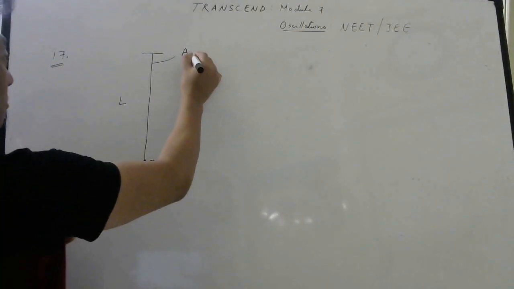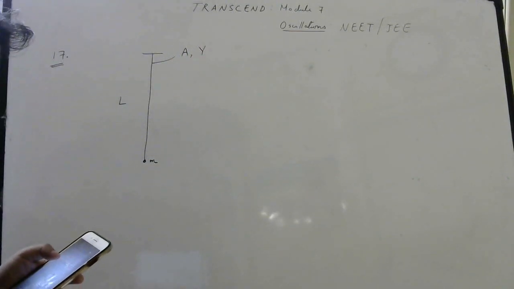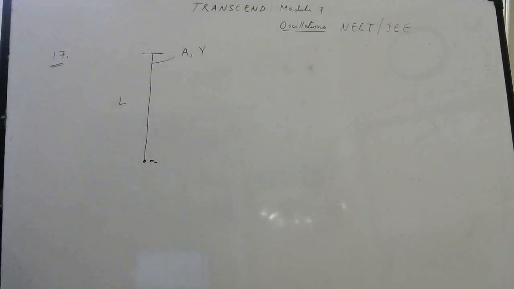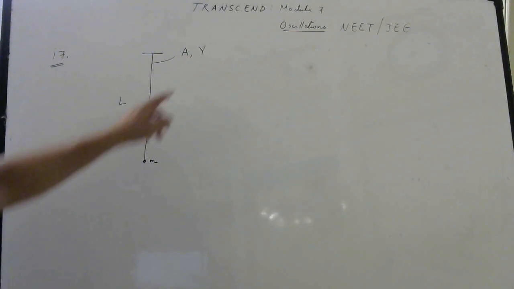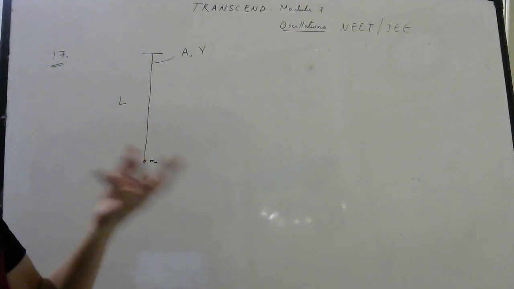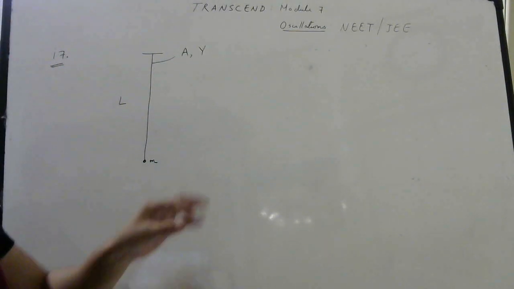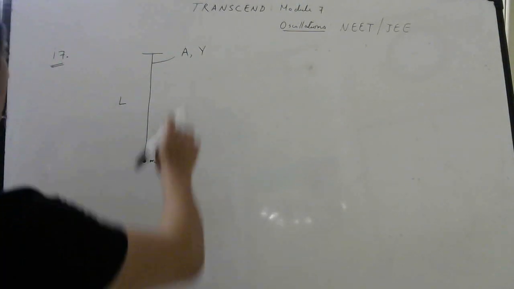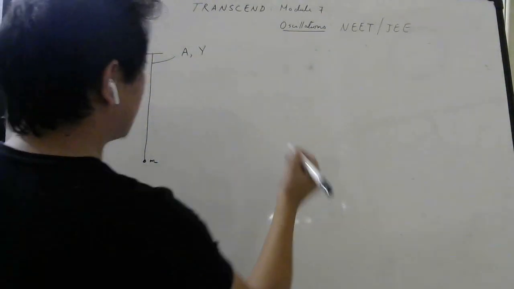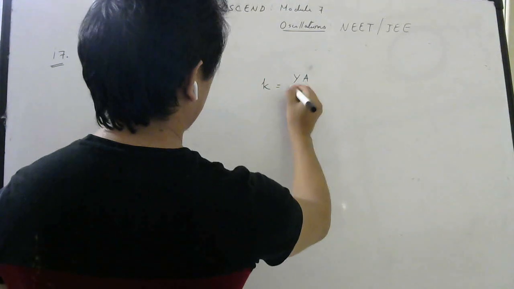Young's modulus of this wire is given as Y. And they want you to find the frequency of simple harmonic motion along the vertical line. Since they have given you Young's modulus, it means this wire is not an ideal wire, which we assume in the beginning when we do laws of motion, where the wires are inextensible. Here the wire has Young's modulus.